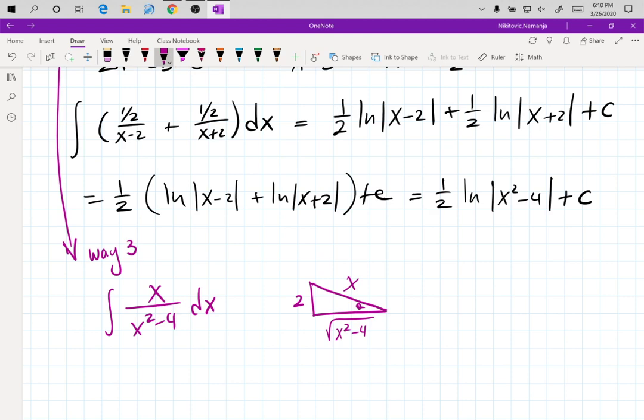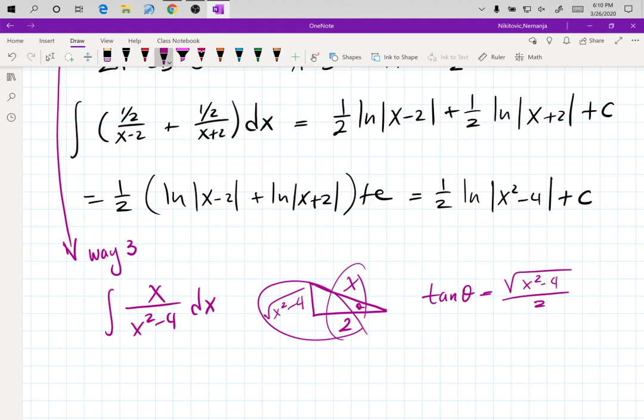So we work out equations towards a number. Do I want to switch this? Because of the tangent, yeah, I want to switch this. So 2 and the square root of x squared minus 4. So now I have the tangent function. Tangent theta is going to be the square root of x squared minus 4 divided by 2, from where the square root of x squared minus 4 is equal to 2 tangent theta.